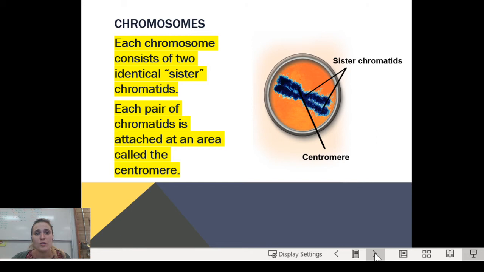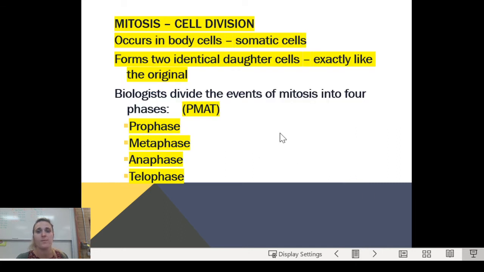All right, chromosomes, a little bit of information about them. Each chromosome has two sister chromatids. That's the one on the left and the one on the right. And each pair is attached at an area called the centromere. So we've kind of said that multiple times. So just make sure that you have that description and that you know what that looks like.